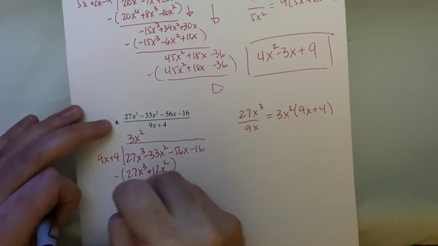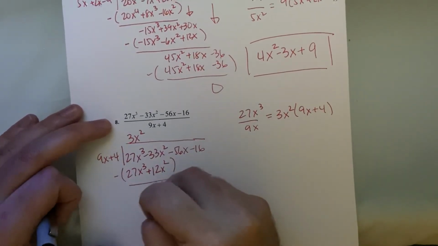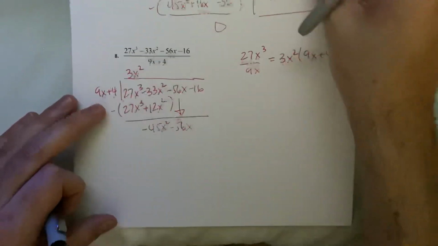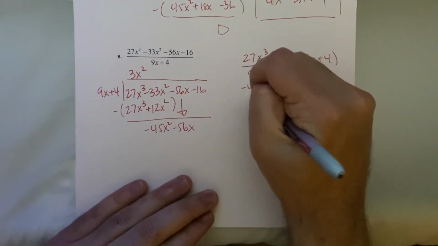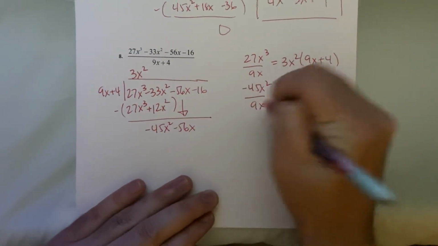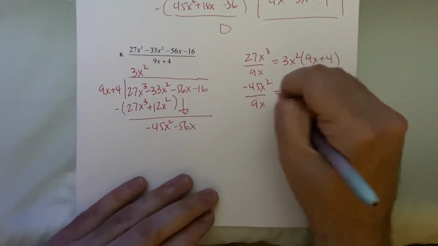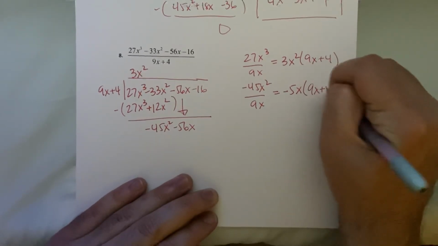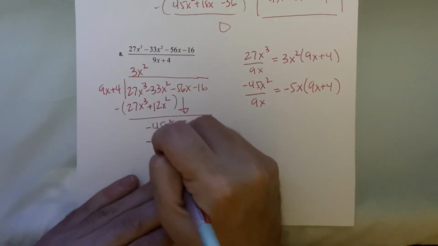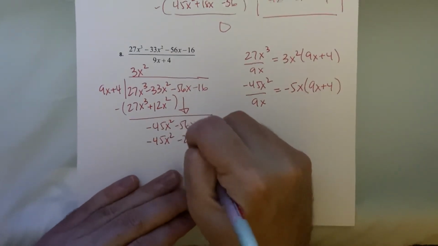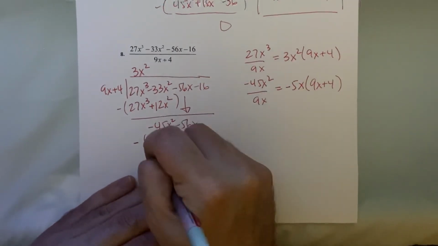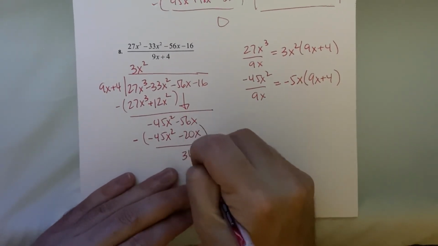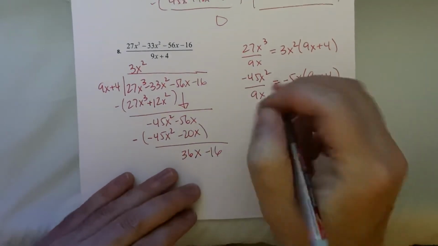Subtract it off. Negative 33 minus 12 is negative 45x squared. Bring down the minus 56x. Negative 45x squared divided by 9x. Again, it's always the first term divided by the outside. Is negative 5x times 9x plus 4. So it's negative 45x squared minus 20x. Subtracting it off. Negative 56, really plus 20, is 36x. Bring down the minus 16.